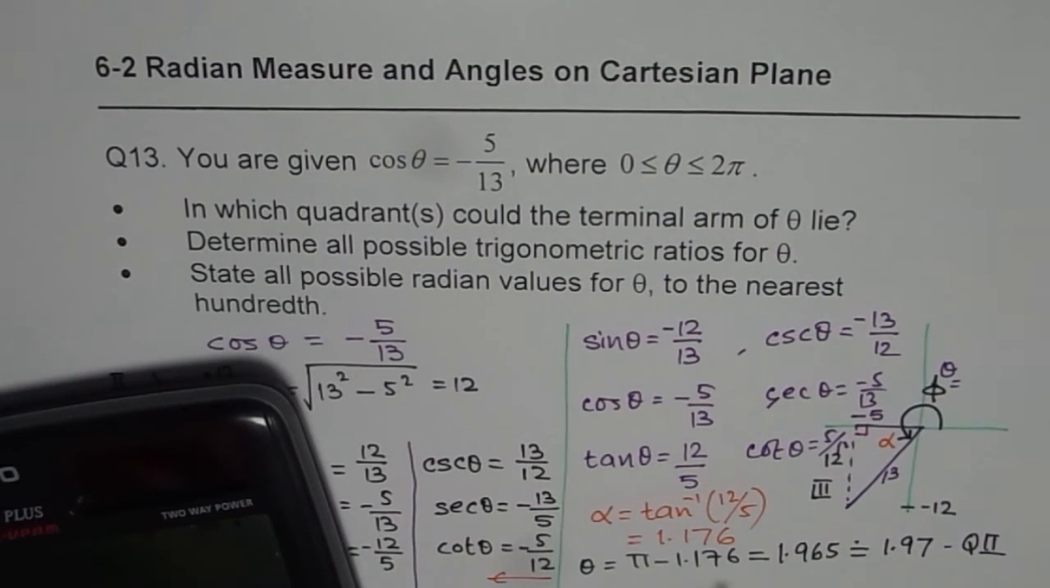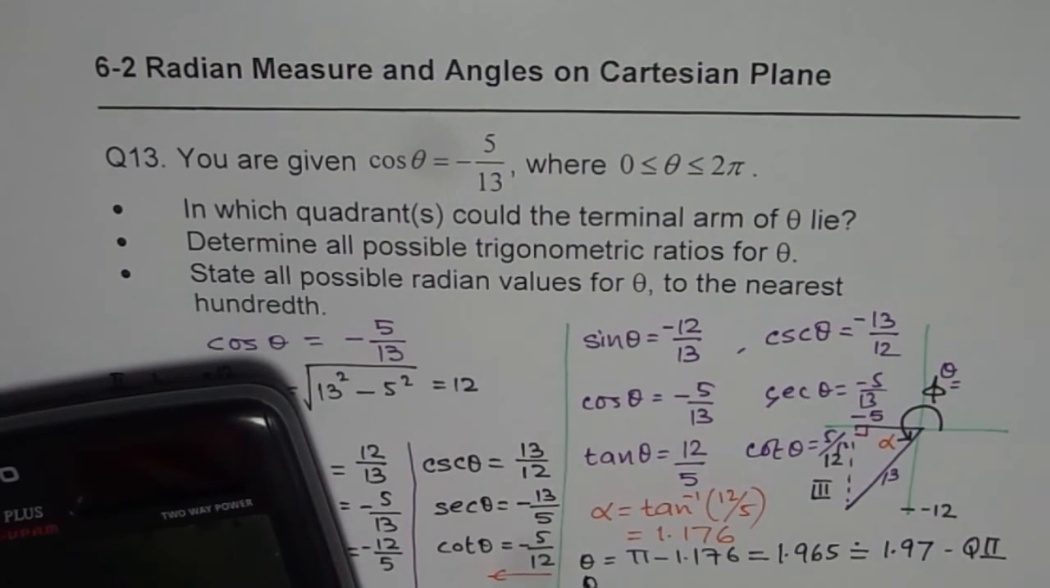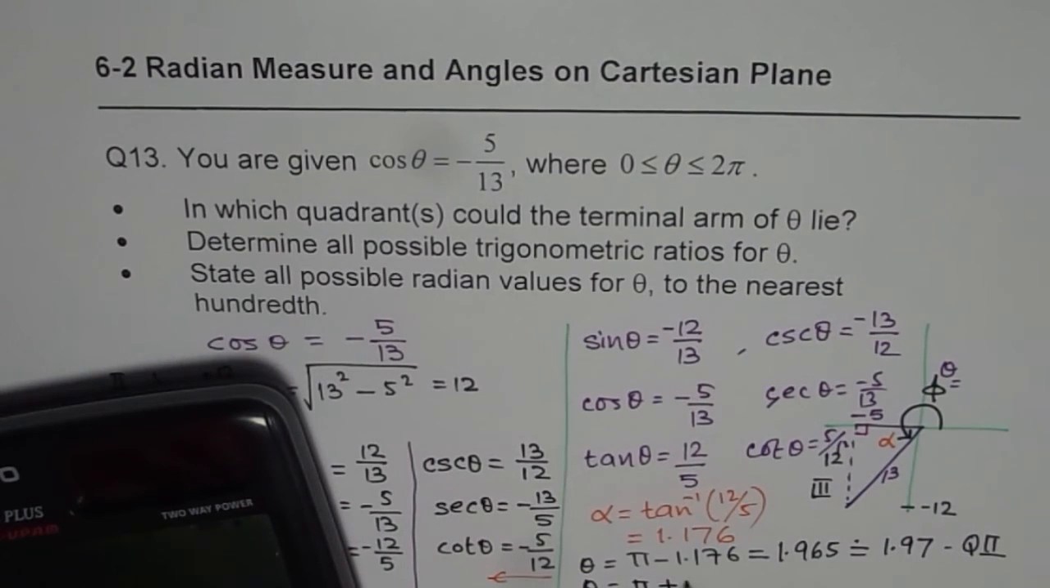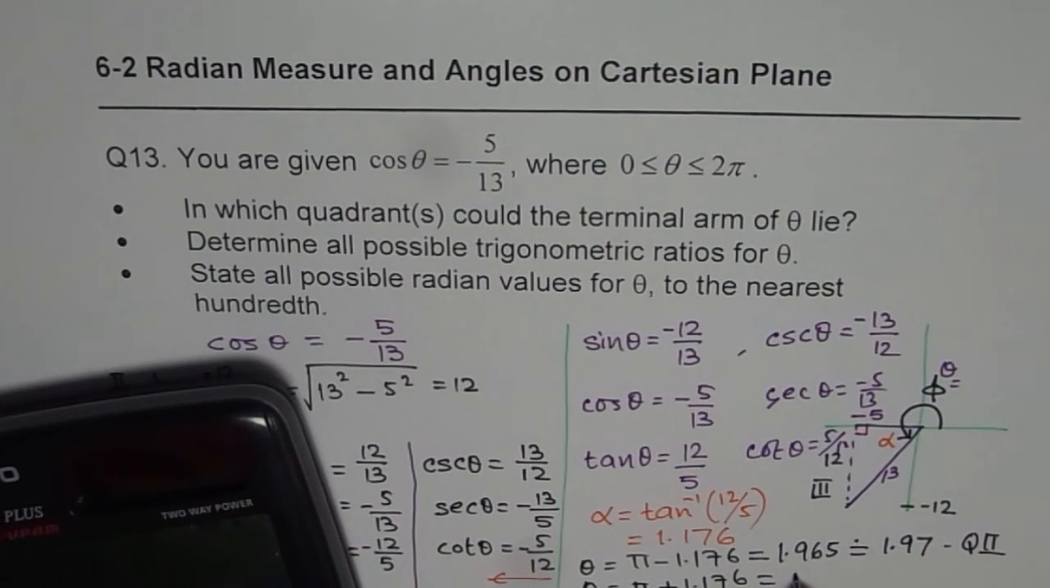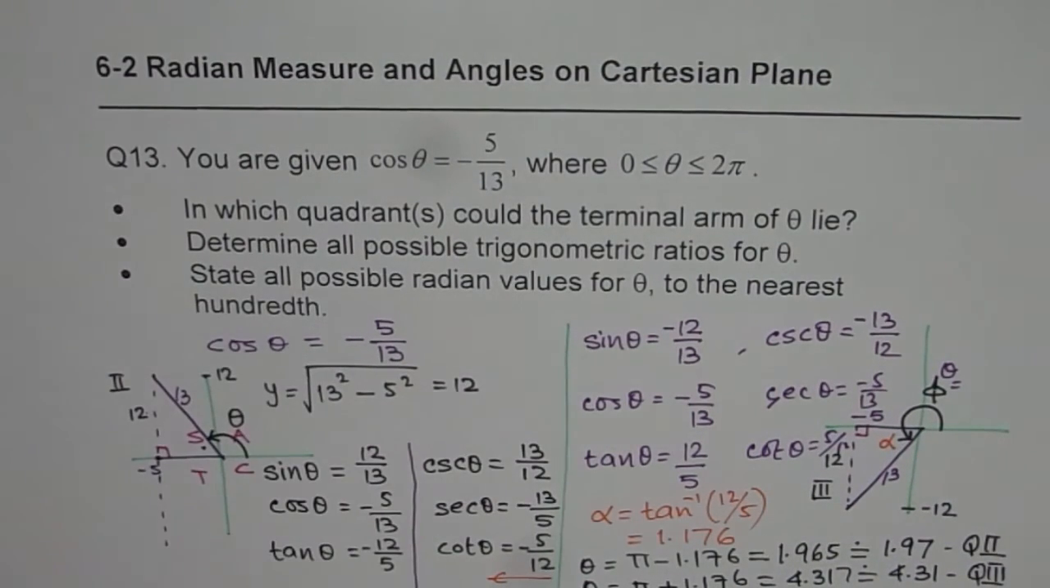Perfect. In quadrant 3, theta is going to be pi plus 1.176. Do you see that? So let me add it now. Pi plus 1.176 gives me 4.317, which is approximately 4.31. That is in quadrant 3, right? So that is how you can get the angles to the nearest hundredth.